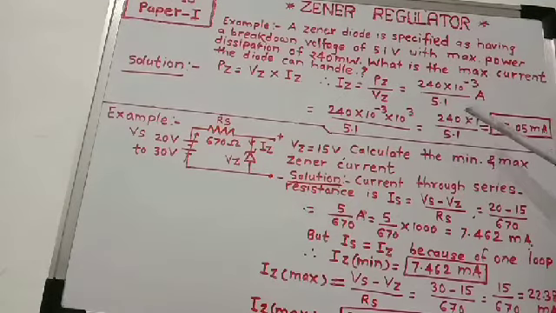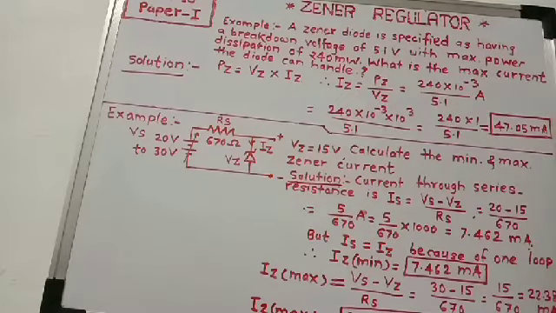You can use a log table, and by using the log table you can calculate this. So log of 240 minus log of 5.1, and again you can take its antilog, then the answer will be 47.05 milliampere.